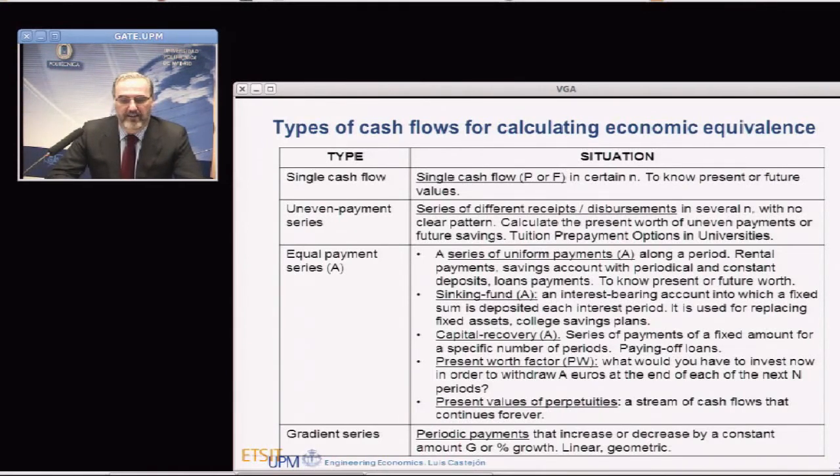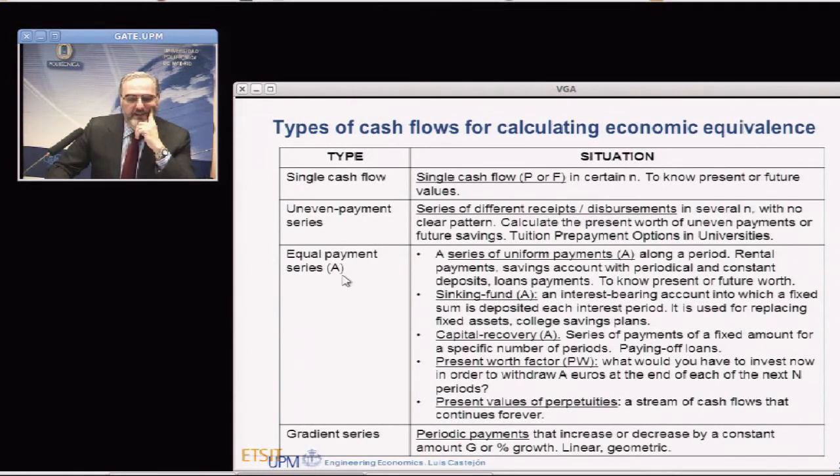So that's the uneven payment series, the way to calculate, because the tuition fees can change every year, and it's not a constant payment every year in the next 4 years. So this is what we can use for estimating that option.